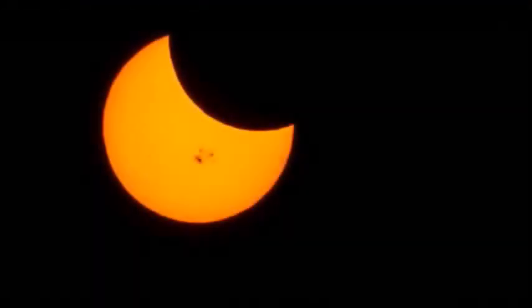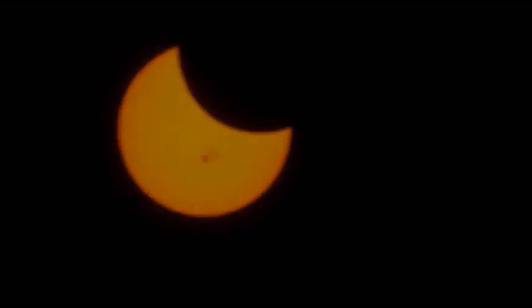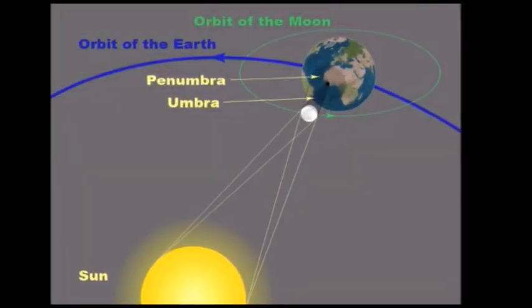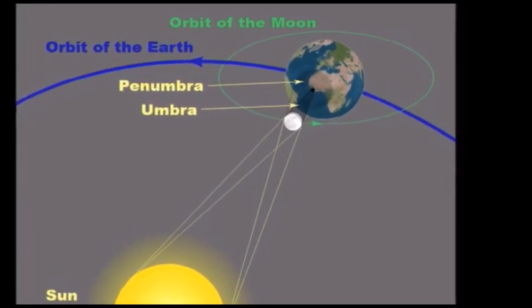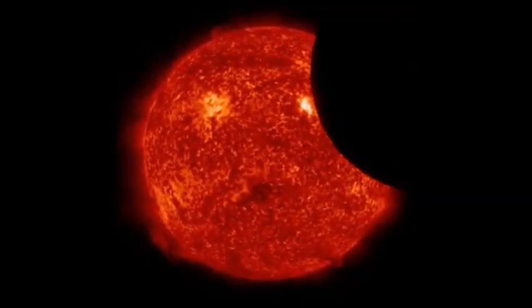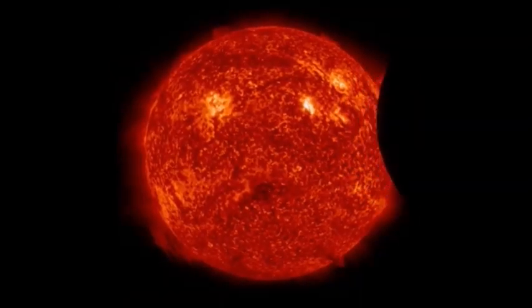The second type of solar eclipse is a partial eclipse. A partial eclipse occurs when the sun, moon, and earth are not perfectly aligned, so that the penumbra, or lighter outer portion of the moon's shadow, falls on the earth. In a partial eclipse, part of the sun's surface appears to have a shadow on it.